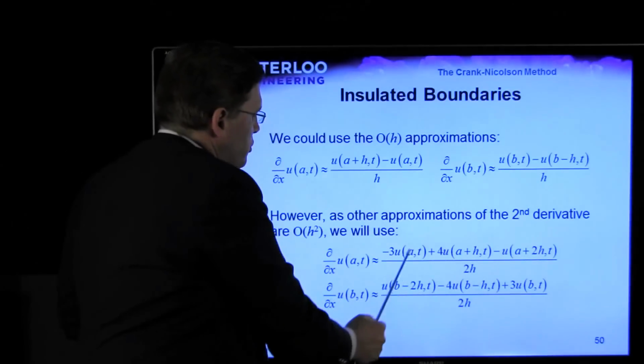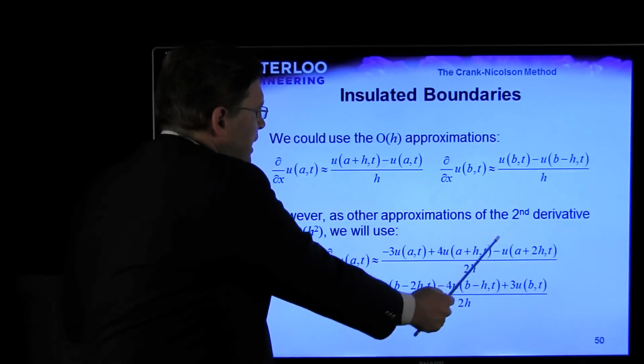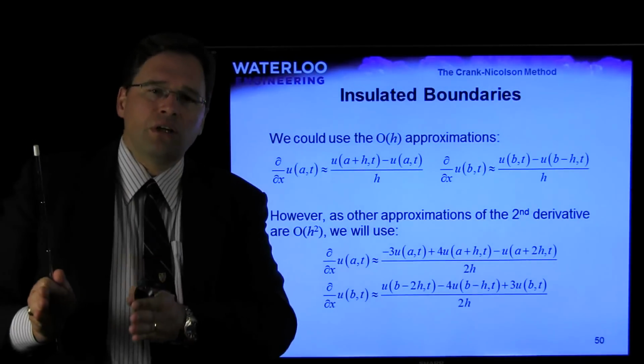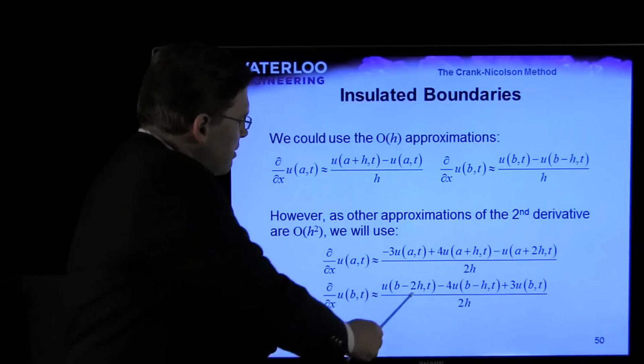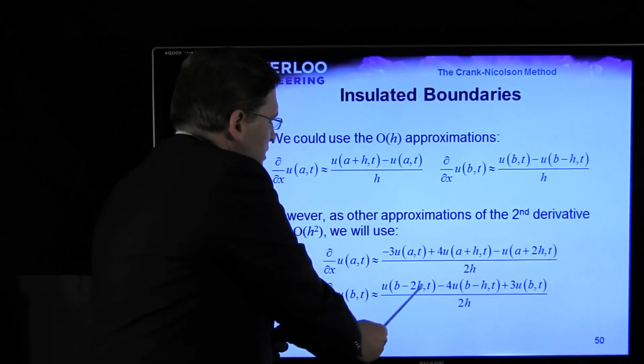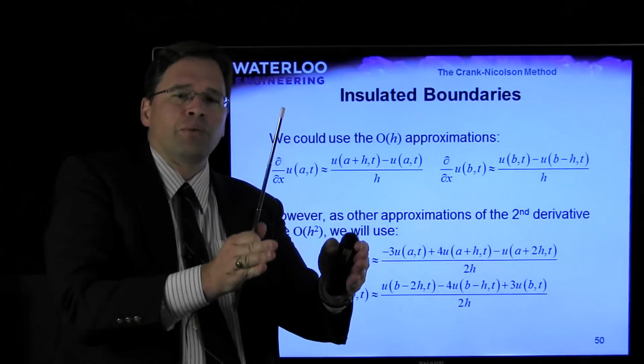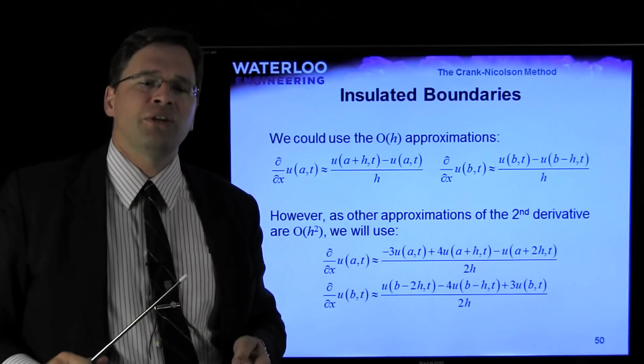And so now we have two terms. We're looking at a plus h, and a plus 2h. So 2 points into the interval. Same at b: b minus h, and b minus 2h. We're looking at 2 points back into the interval.